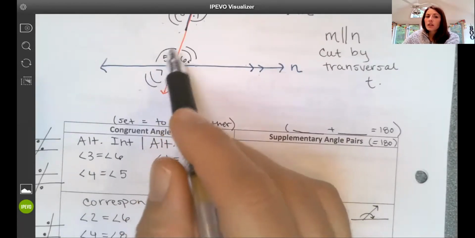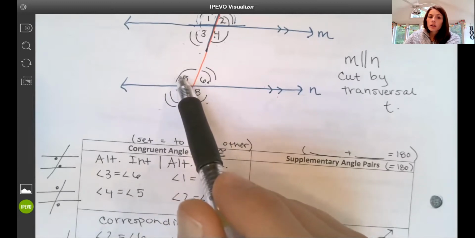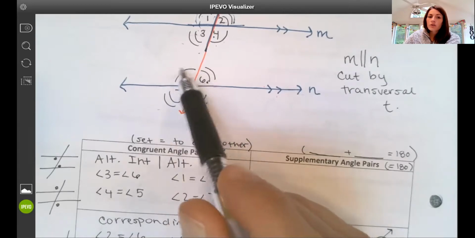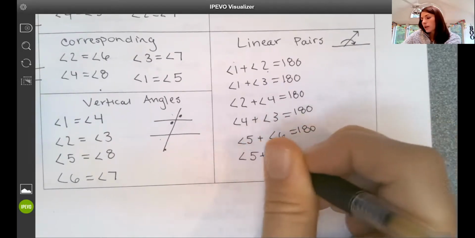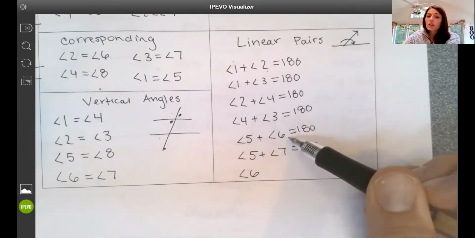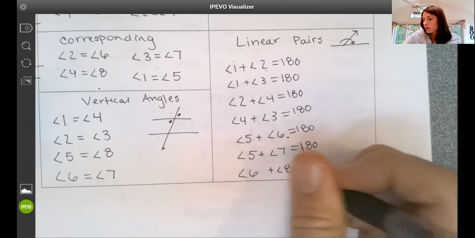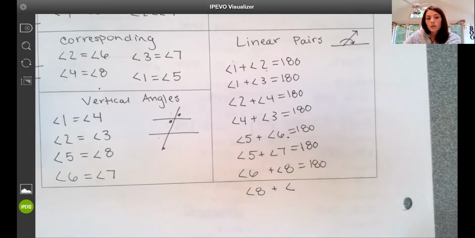And the second clump of angles, angle 5 and angle, what make a line? An angle 6 or angle 5 and angle 7. Okay, so 5 and 6 or 5 and 7. So angle 5 and angle 6 equals 180, or angle 5 and angle 7 equal 180. Now that angle 6 also makes a line with angle 8, yep. And that angle 8 also makes a line with angle 7.